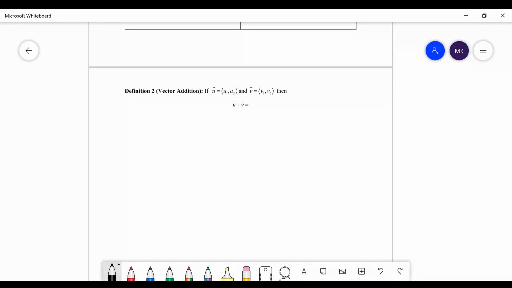So we want to talk about vector addition. How do we add vectors together? It's really simply just component-wise. So if vector u is u1, u2, and vector v is v1, v2, then vector u plus vector v is just simply u1 plus v1, comma, u2 plus v2. And what that looks like, graphically speaking, okay, is if, that's terrible.